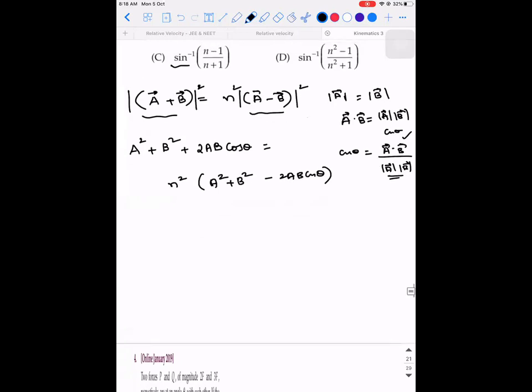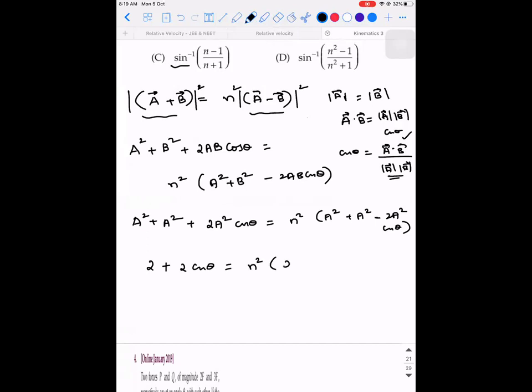But they have told magnitude of a and b are the same. So a square plus 2a square cos theta is equal to n square into a square plus a square minus 2a square cos theta. So what will get cancelled, guys? 2 plus 2 cos theta, a square will get cancelled. So 2 plus 2 cos theta is equal to n square into 2 minus 2 cos theta. So 2 is gone. 1 plus cos theta by 1 minus cos theta is equal to n square.